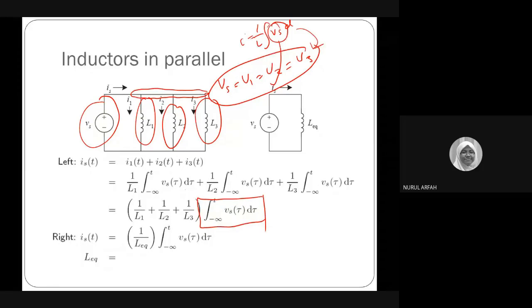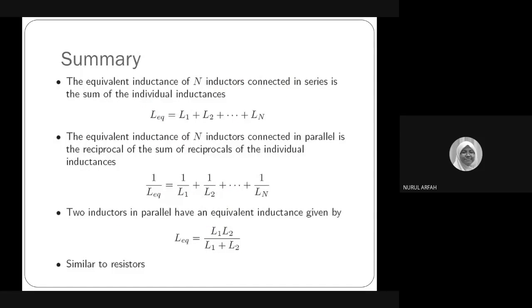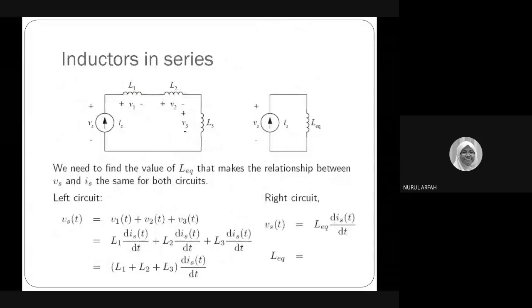And then this L1 in parallel with L2, in parallel with L3, you can use the parallel rules, and this will be equal to L equivalent here. So L equivalent is equal to L1 parallel with L2, parallel with L3, and so on, if you have numbers of inductors.